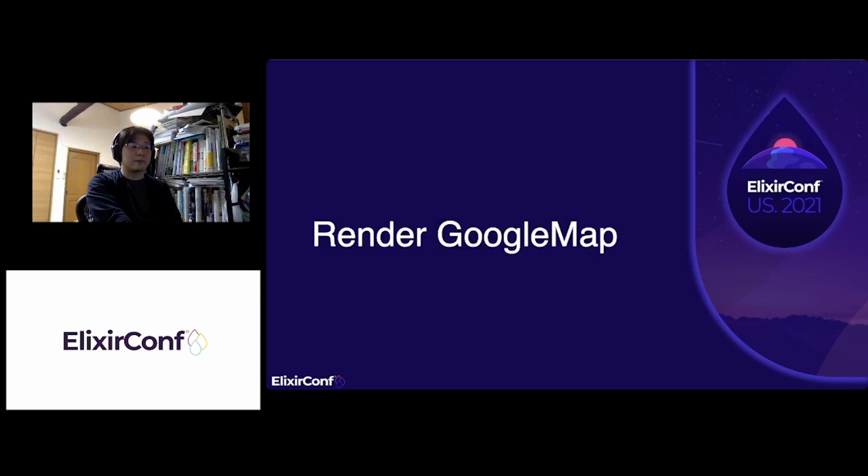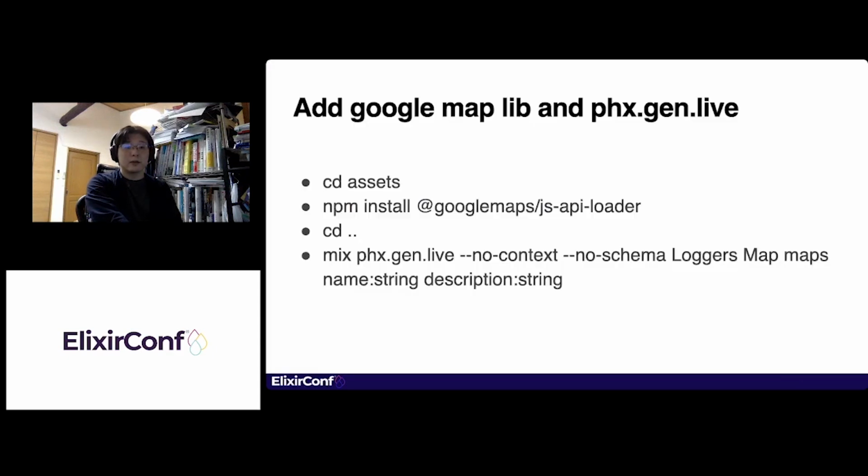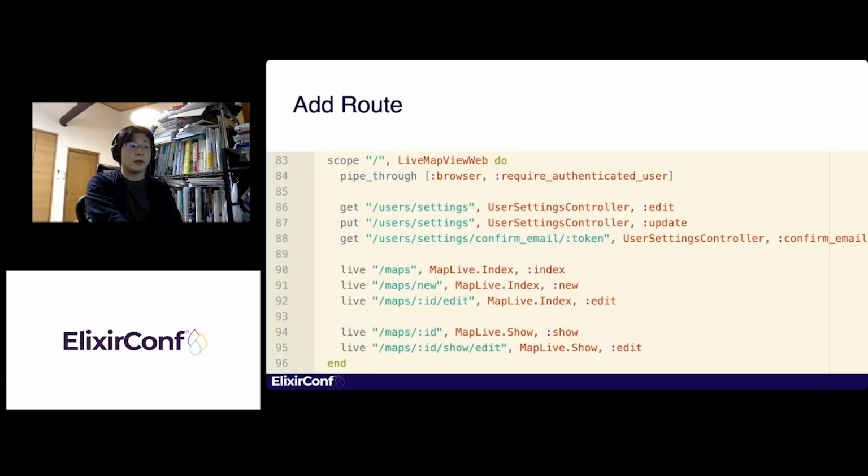Render Google Map. Add Google Map and generate a LiveView file. Run npm install for the Google Maps loader and make it specific: no context, no schema. Add the route. Maps is passed to the require authenticated user scope.